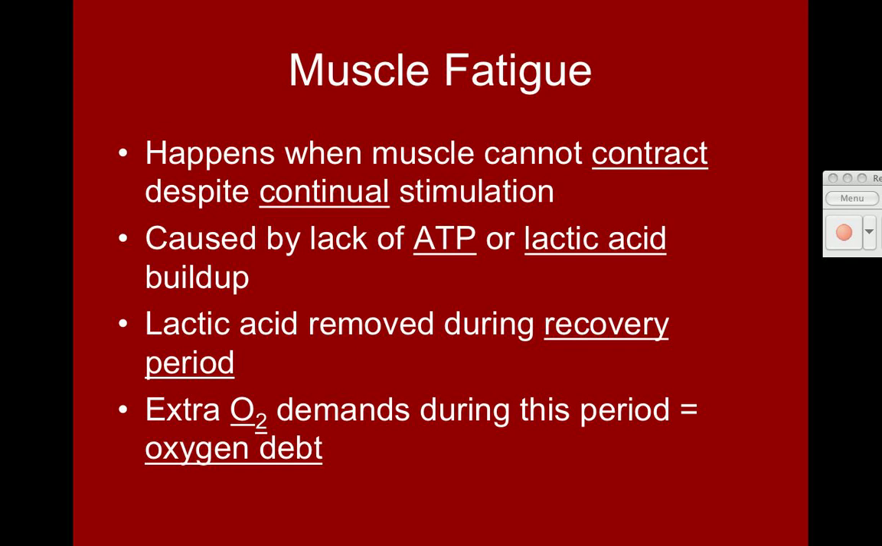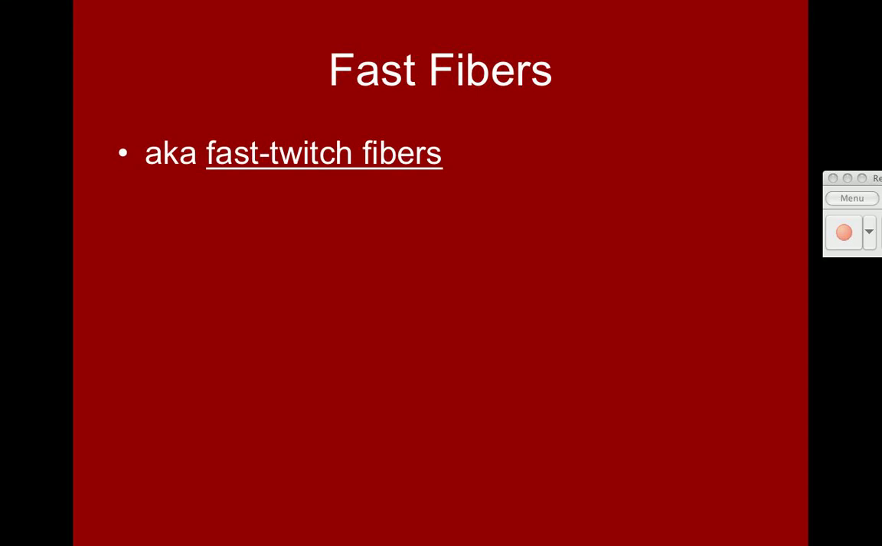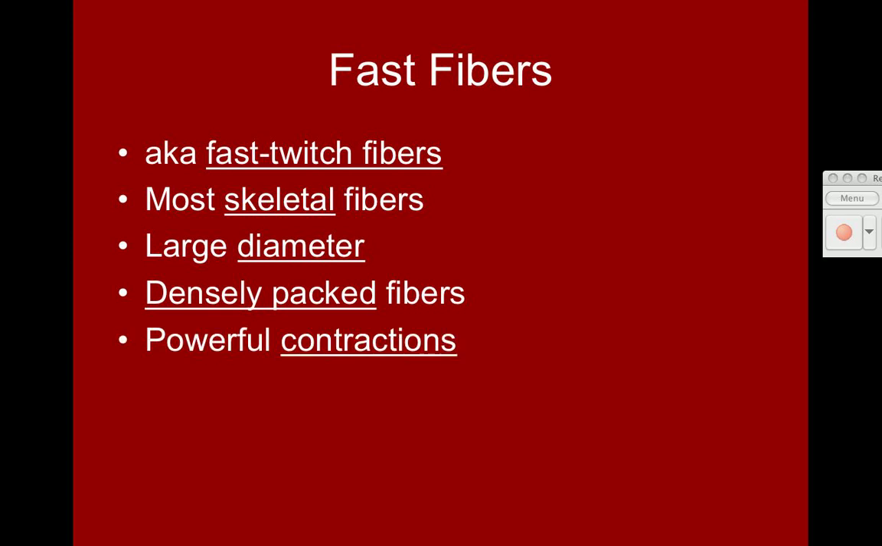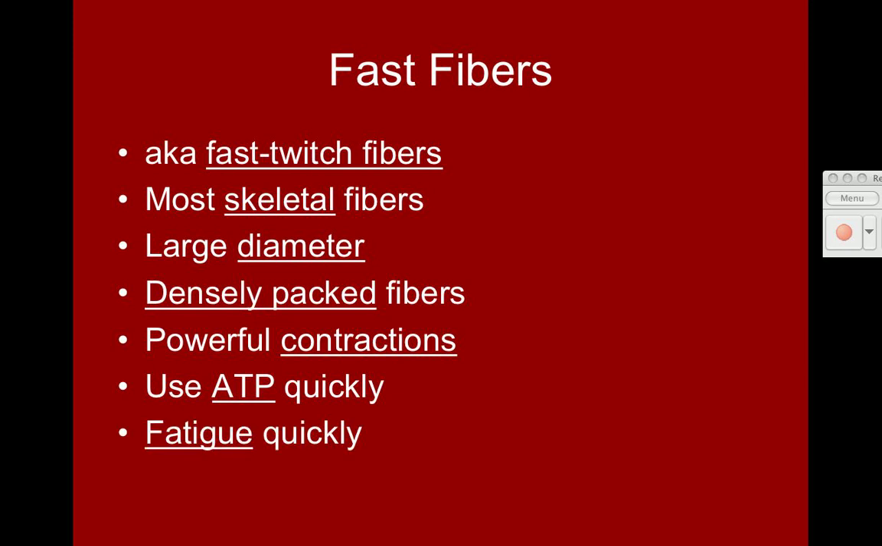Now, if we look at our muscle fibers, we can also classify them. We have fast fibers, which are also known as fast twitch fibers, which some athletes are familiar with, and most of our skeletal fibers are fast twitch. These have a very large diameter, and they are densely packed. They produce very powerful contractions, but they use ATP very quickly, and they fatigue very quickly as a result.